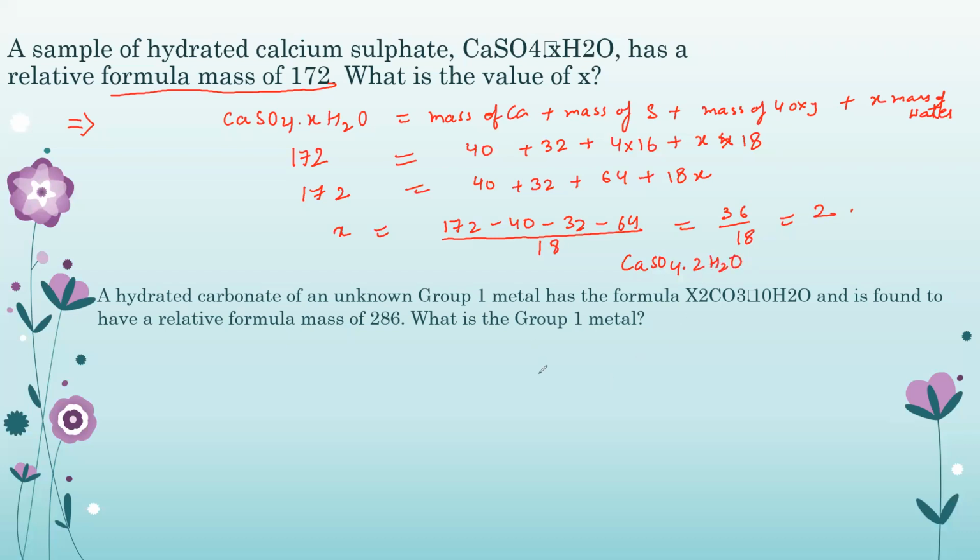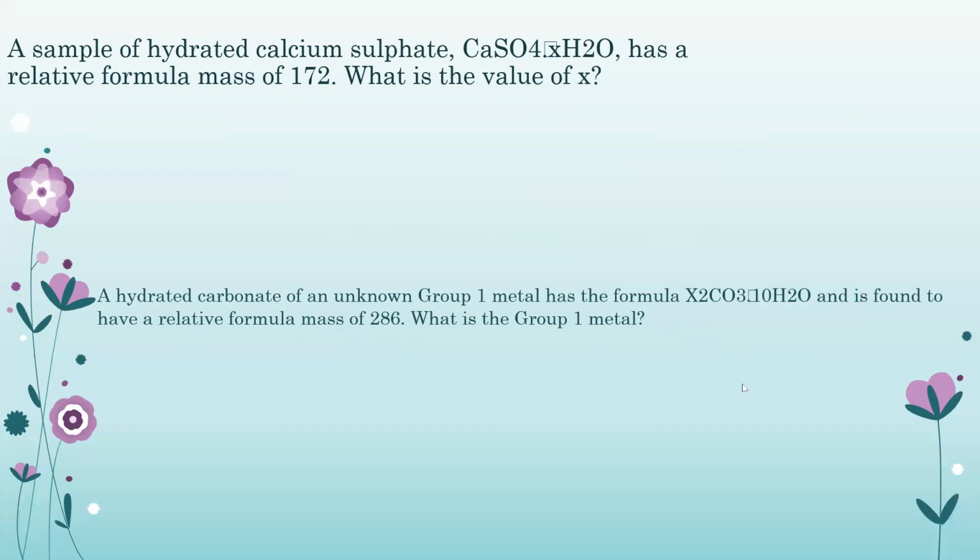Okay, so another question: a hydrated carbonate of an unknown group 1 metal has this formula, so I'll write it for you: X2CO3.10H2O, and is found to have a relative formula mass of 286. What is the group 1 metal? So you have to find the metal. This is the practice problem for you. Comment the answer or you can send it to us at the mail ID. Okay, fine. Let us move to the second type of questions.